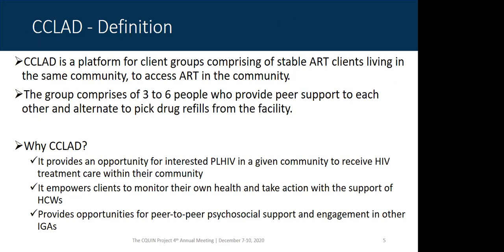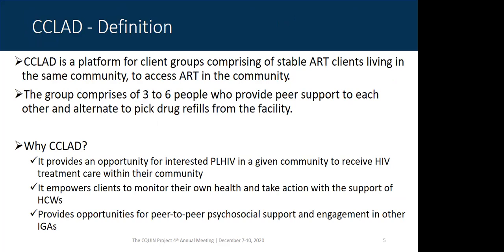What is a CLAD? A CLAD is a platform for client groups comprising of stable clients living in the same community who use that to access ART in the community. The group comprises of 3 to 6 who provide peer support to each other and alternate to pick drugs from the facility.